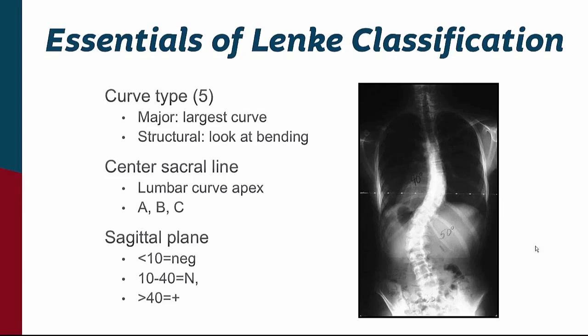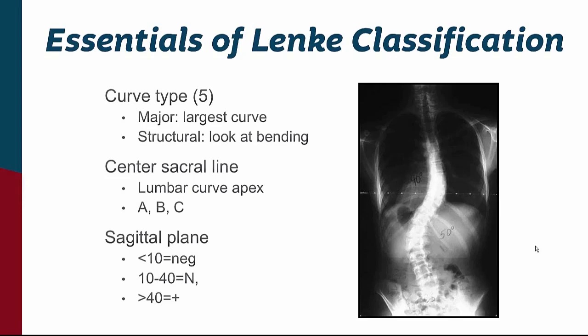And looking at these curves, we'd see which ones are structural based on those criteria of largest curve and flexibility, and then decide which curve type it falls under: 1, 2, 3, 4, 5, or 6. Then the second criteria is the central sacral vertical line. So the CSVL is drawn, and looking at the lumbar apex of the curve, we see if the line falls within the pedicles, between the pedicle and the lateral aspect of the body, or lateral to the body, which would be A, B, or C respectively.